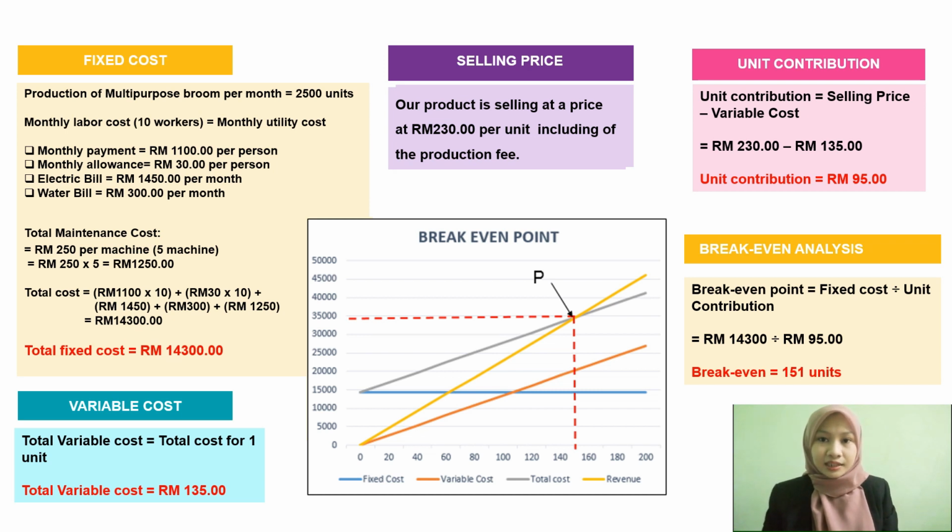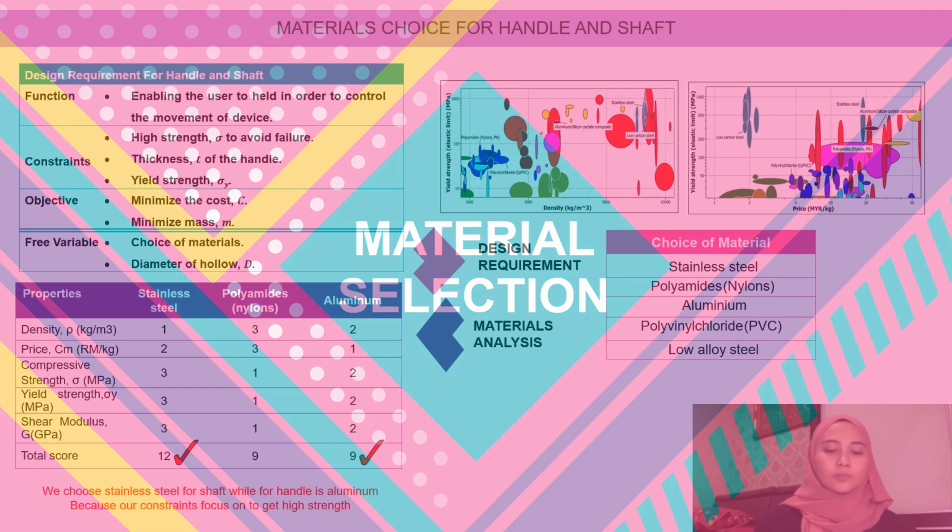As we can see in the graph, the break-even point occurs at point P, where the total cost and total revenue are equal or even. This means that there is no net loss or gain. This is where a company stops losing and its profit starts to accumulate.